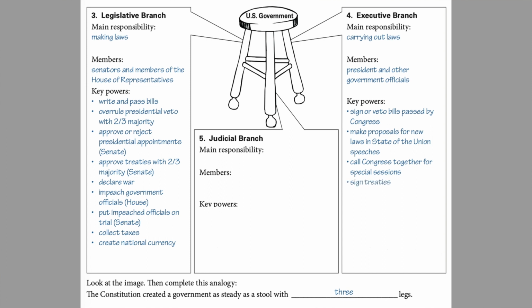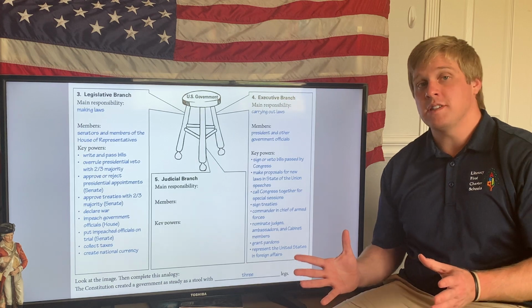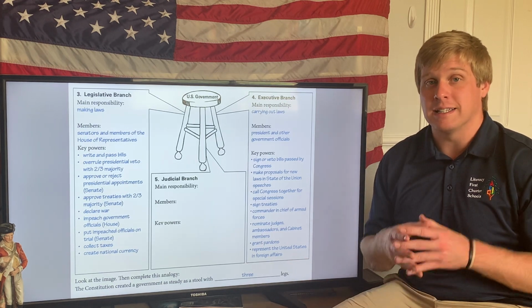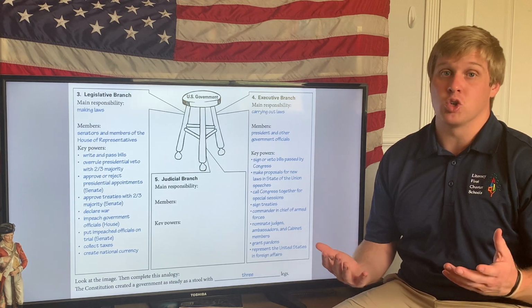The president can sign treaties with foreign countries and is also the commander-in-chief of our armed forces. Before Congress confirms the selections, the president can nominate judges, ambassadors, and cabinet members. The president can also grant pardons. And lastly, the president represents our country in foreign affairs, which means that he is the main person that communicates with other countries around the world. So as you can see, yeah, the president does have a lot of power, but remember, the founding fathers wanted to limit it so that they didn't have another King George on their hands.